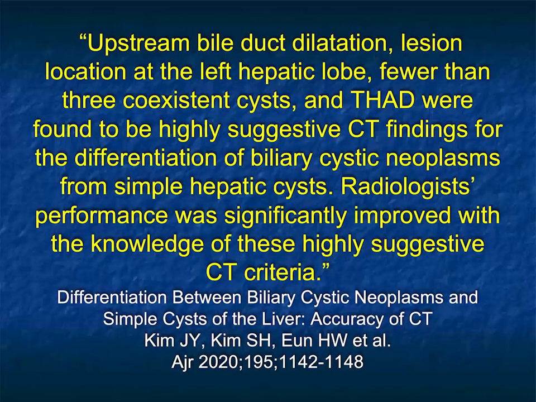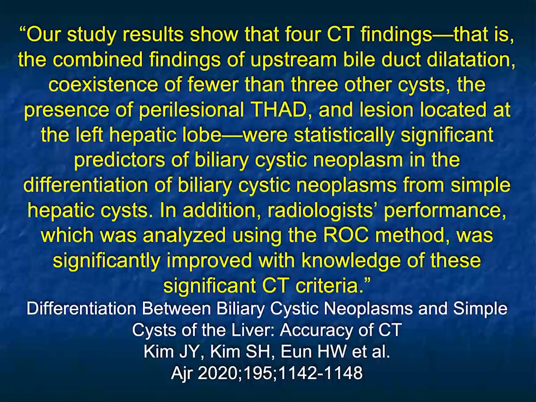In this article by Kim, where they look at distinguishing cystic neoplasms and simple cysts, they made the point that upstream duct dilatation, lesions in the left lobe, fewer than 3 coexistent cysts, and THAD defects, the perfusion changes, were suggestive for differentiating biliary cystic neoplasms from hepatic cysts. And we agree with that statement as well. So again, those 4 features become very important.